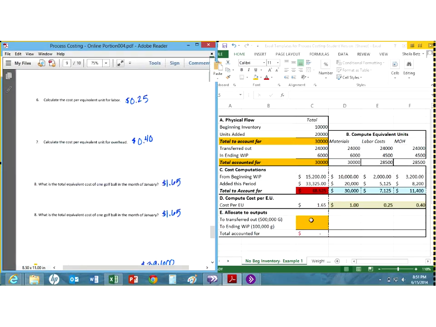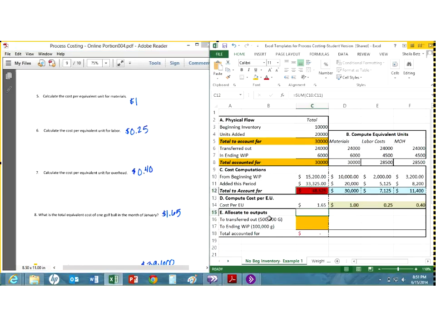So now we know this. Once again, our goal is to take this $48,525 and divide it between the 24,000 golf balls that we completed versus the 6,000 golf balls that are still in ending inventory. I'm going to first work on these 24,000 golf balls. I have $1 in every golf ball. We worked on 24,000 that we completed and transferred out. So I have $24,000 in the golf balls of materials.